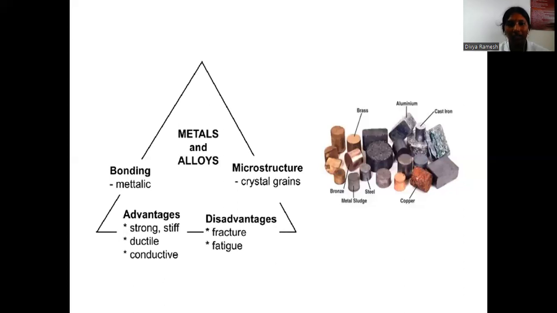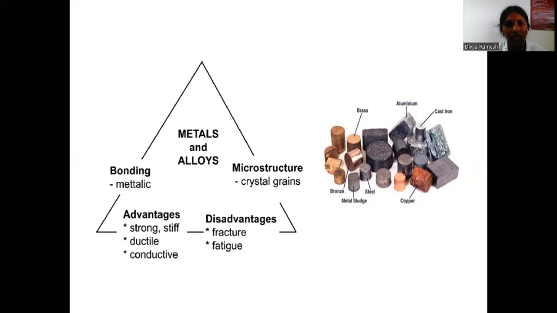Next one is your metal alloys. The diagram represents the various bonding, microstructure, advantages and disadvantages of metals and alloys. The bonding of metals and alloys is metallic bonding, as the atoms inside the metals form a closely packed structure. Due to this tightly packed structure, the metal possesses the property of strong and stiff hardness. The microstructure of metals and alloys is mainly a crystal grains based structure, in the sense it contains a number of small crystals which are closely packed to form this metallic bonding.